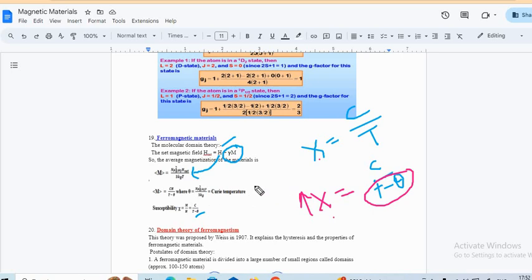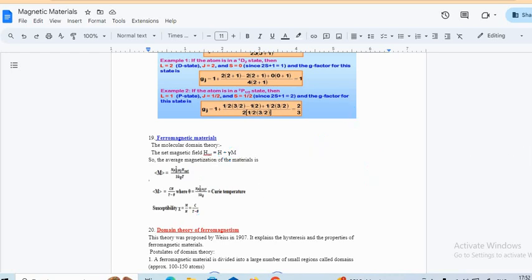But there is something else left for the ferromagnetic material, which is known as the domain theory, or the domains of the ferromagnetic material. Domains of what? Domains of the moment. So we have just considered the moments in a particular direction. Domains are basically the individual atoms having a magnetic direction in one particular direction. Now they are formed in a cluster.